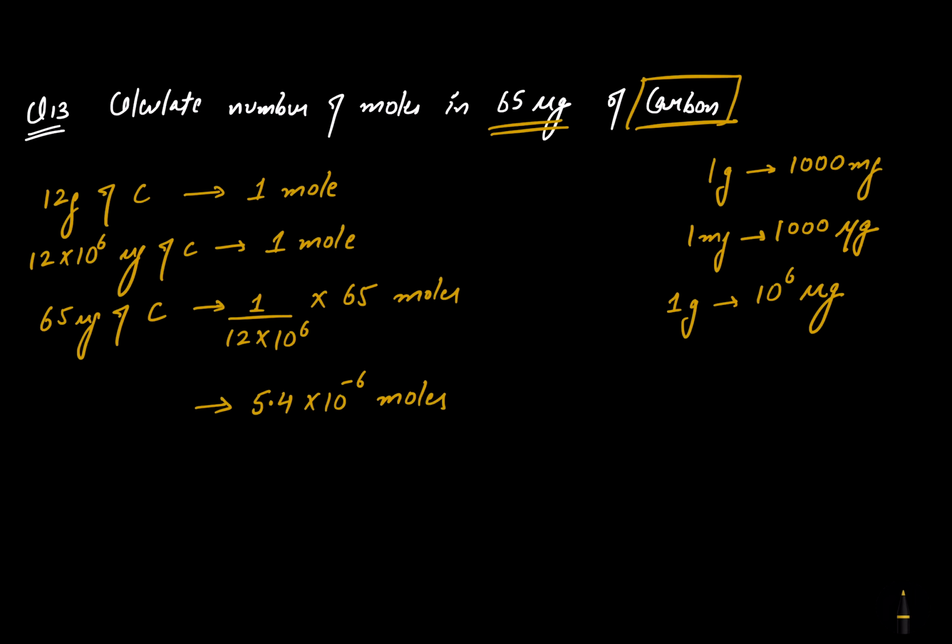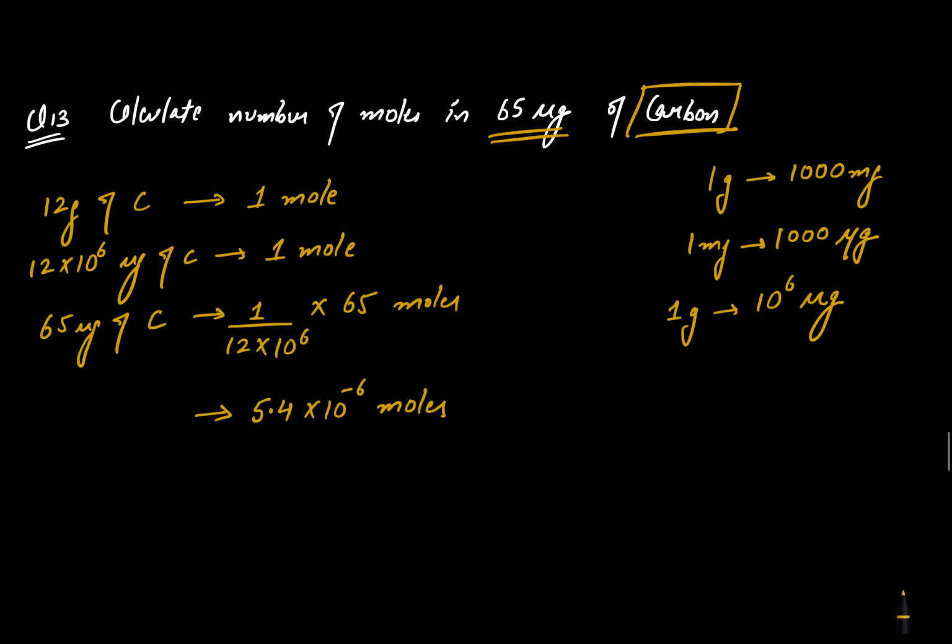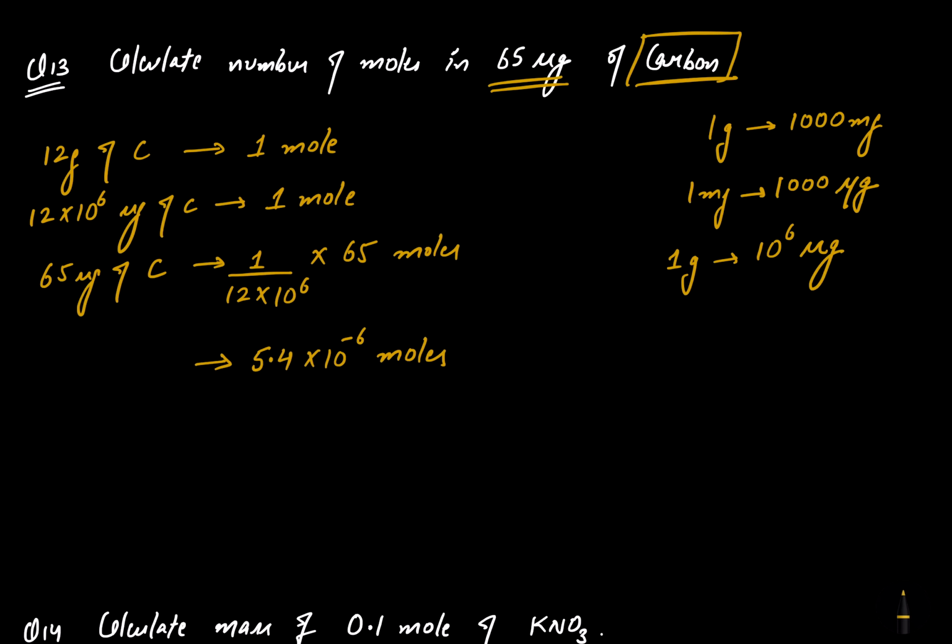So in this numerical, I have converted first of all gram to microgram. Then 12 gram of carbon makes up 1 mole, means 12 into 10 to the power 6 micrograms of carbon makes up 1 mole. Then 65 microgram of carbon will make up 5.4 into 10 to the power minus 6 moles. So this is my 13th numerical. We are having a total of 18 right now.